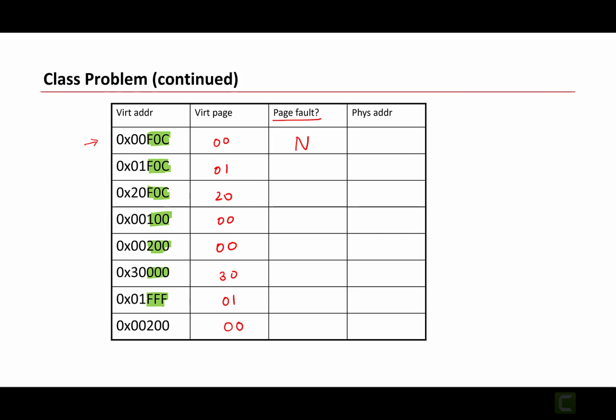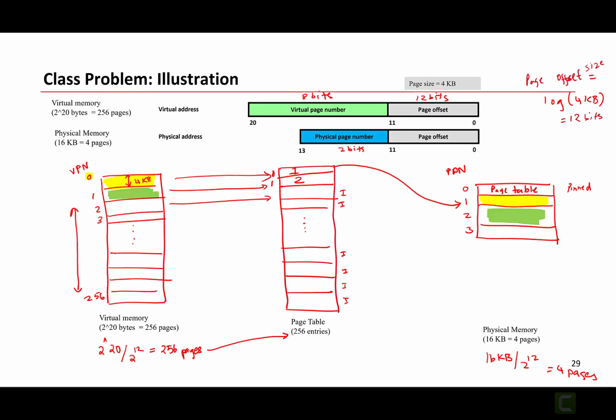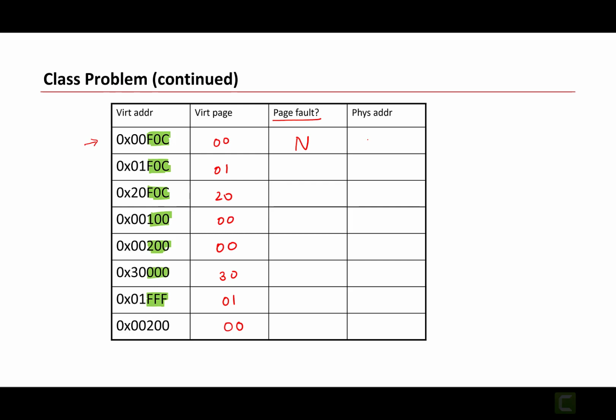And the physical address would be the physical page number, which is 1. So this would be 0, 1. And then the physical address would be a concatenation of the physical page number with the page offset. And the page offset does not change, so we just have to rewrite that over here.